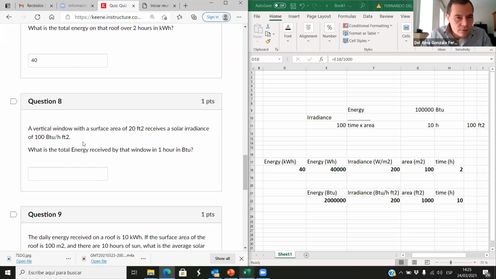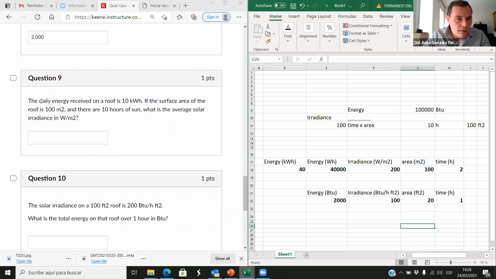The vertical window receives a solar irradiance of 100 BTU per hour. So we have to go to this one. We receive 100. The area is 20. And the time is 1. So this is 2000 BTU.